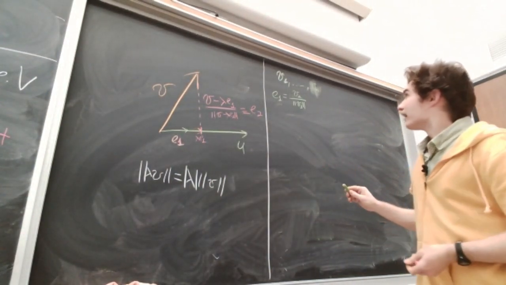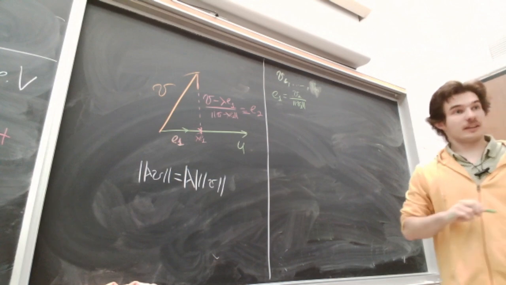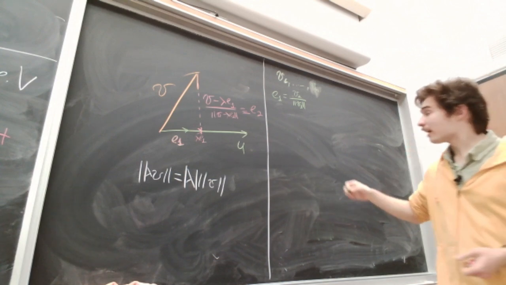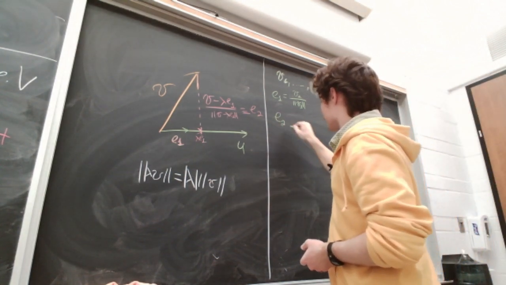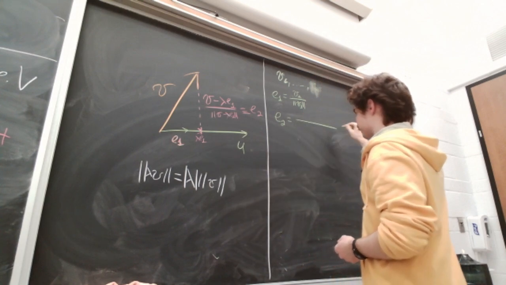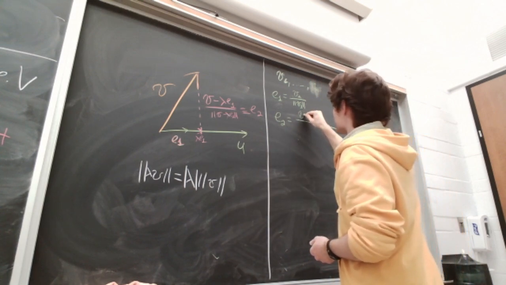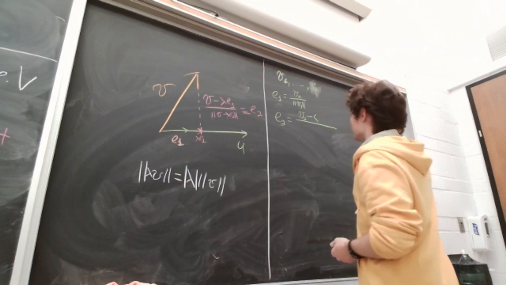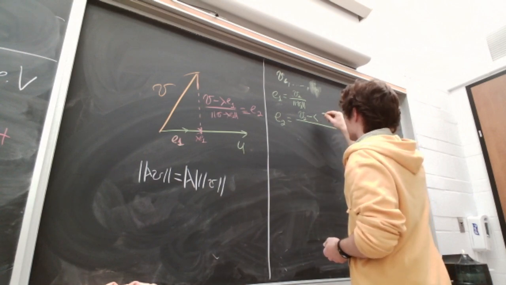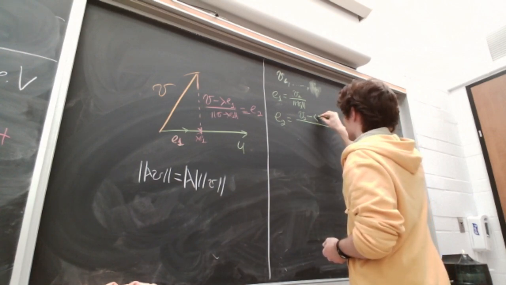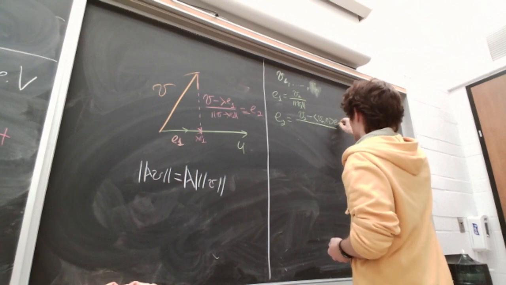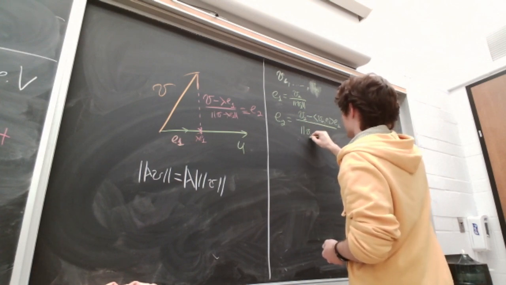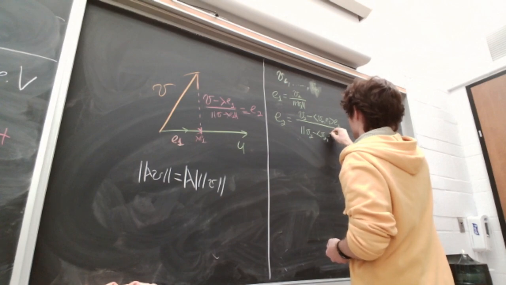Okay, so I'll define the first vector like this. Then I'll define the second vector to be V2 minus the inner product of V2 with E1, divided by the norm of itself.